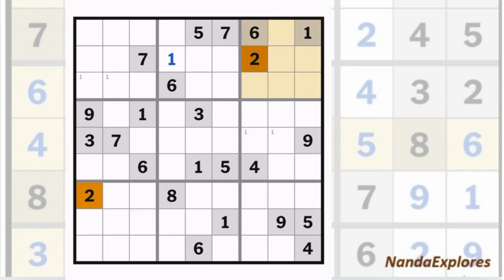And we go to number 2. So here we get a cell where number 2 is a unique number. So these are the two cells where 2 is a likely candidate in this block. Here also we get two cells where 2 is a likely candidate in this block.